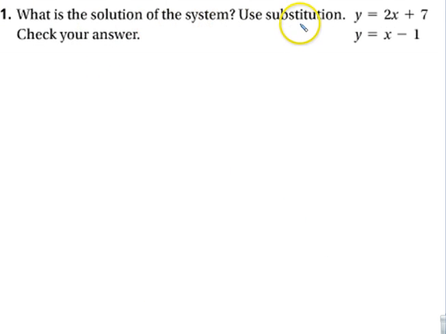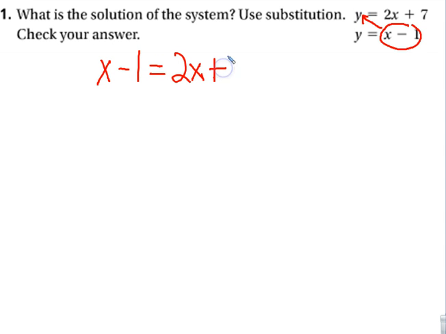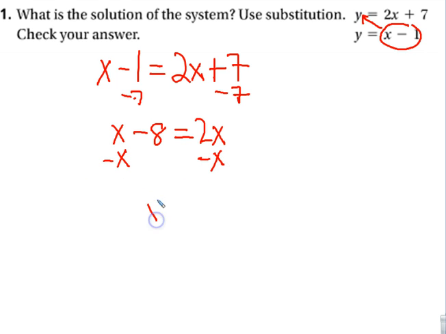What is the solution to the system? Use substitution. Now notice both equations are already saying y equals a value. So I'm going to take this right here and plug it in for y. So I get x minus 1 equals 2x plus 7. I'm going to subtract 7, so x minus 8 equals 2x. I'm going to subtract x from both sides, and I get x equals negative 8.